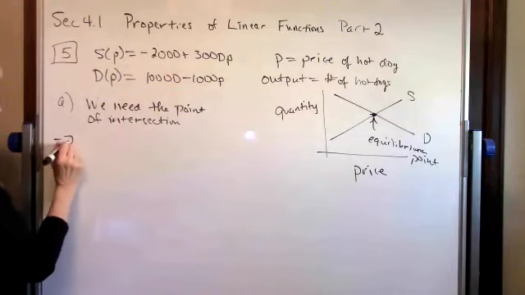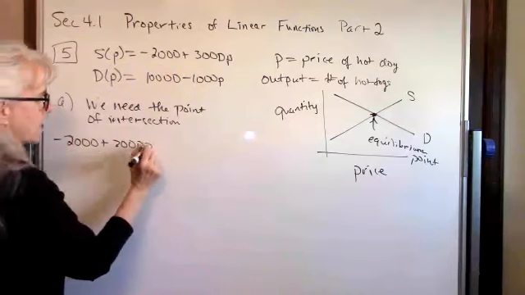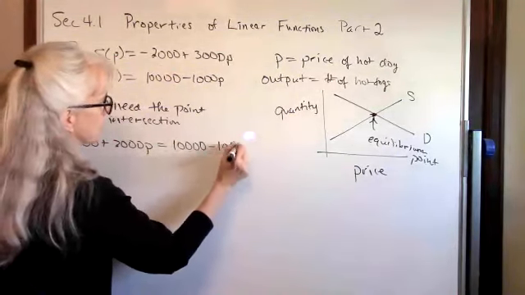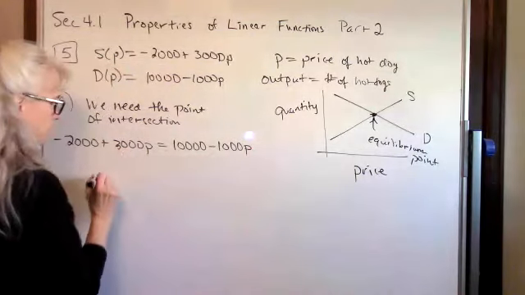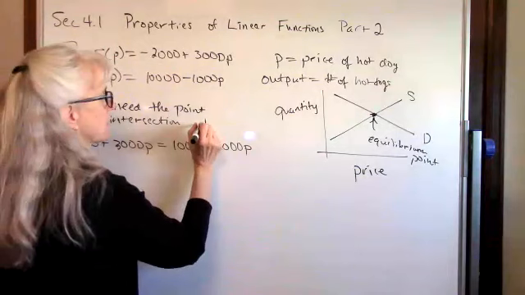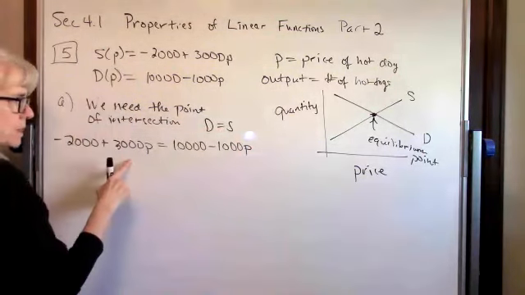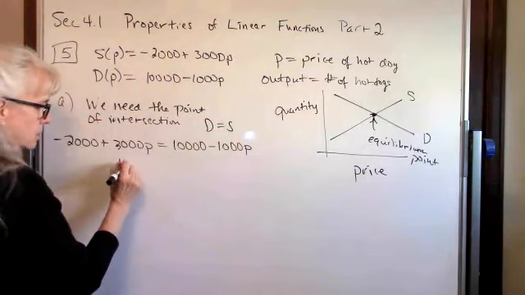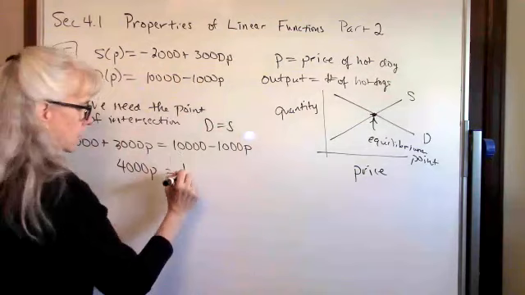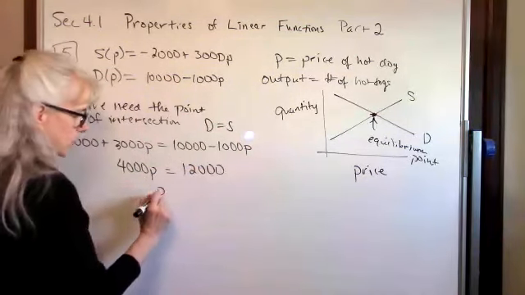So we're simply going to take the 2,000 plus 3,000 P and set it equal to the 10,000 minus 1,000 P, and we'll solve for P. Again, what we're doing is setting S equal to D. I'm going to move the P's to the left side, which gives me 4,000 P. Then I'm going to move the negative 2,000 to the right side, giving me 12,000. Then we'll divide out the 4,000, so P comes out to be 3.